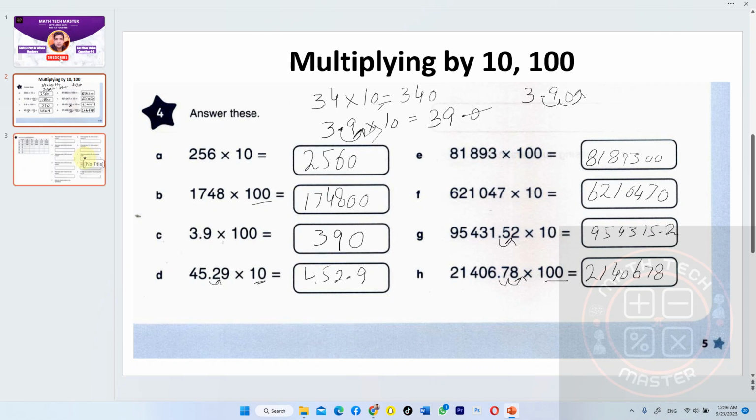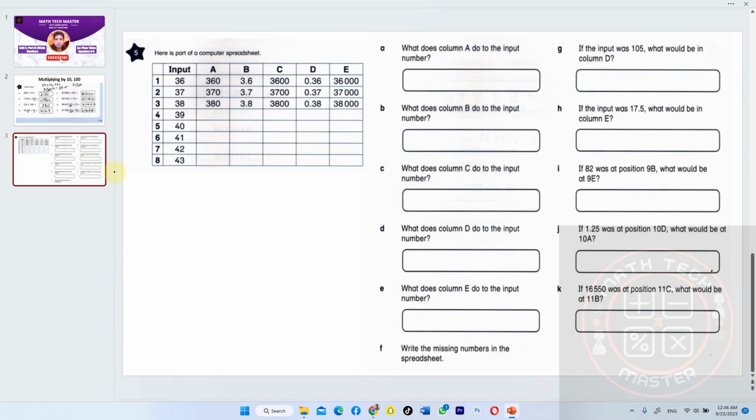So let's move to the next part of the question. This is actually the next page of your workbook. On this page, we can see there is a table given. The table shows that the input is 36 and column A shows 360. We know that if we multiply 36 by 10, it will become 360. So question one says, what does column A do to the input number?